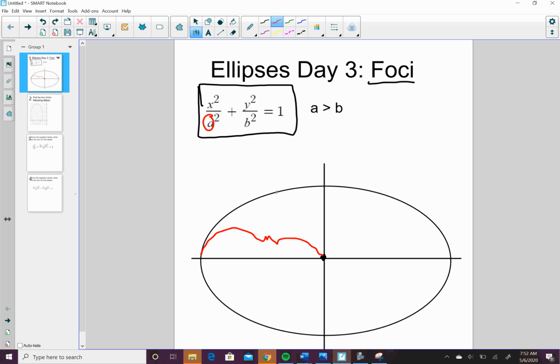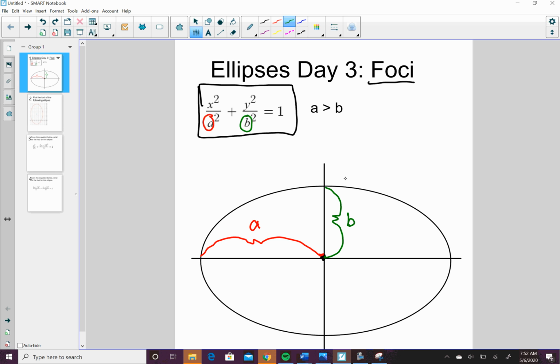Oh, that kind of looks like a bat. That distance is going to be a. Let's see if I can make that a little bit better. That's a better bat. Oh, too soon. That's a. And then I also know that my vertical distance is going to be b. Okay, so those are a couple of things I know.